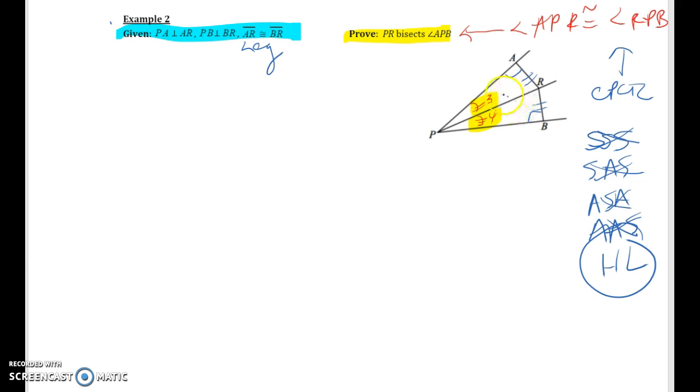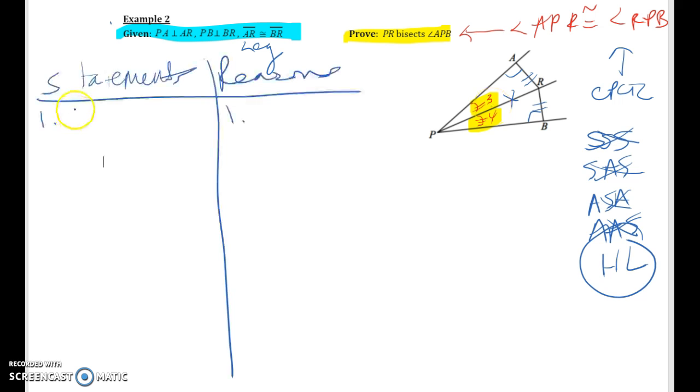So we need a hypotenuse. Well, if we look at this picture, PR is going to be congruent to itself. So we have AR congruent to BR. That's given, and that gives me a leg. For my next statement, and again, you can separate your givens as you use them, it might be helpful to you.